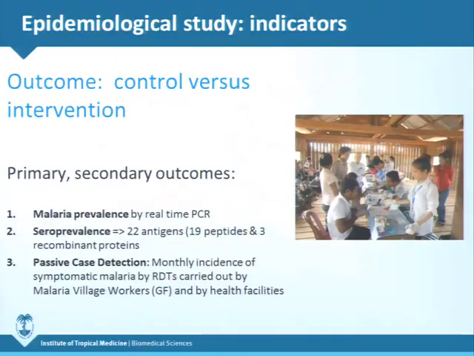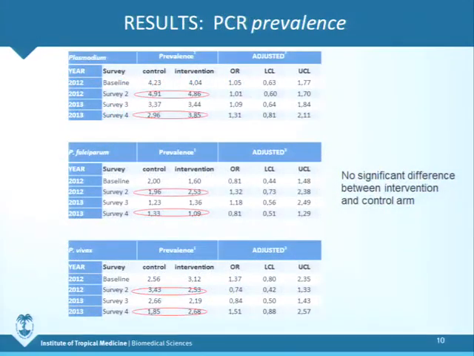So our indicators are the malaria prevalence detected by PCR with a mobile lab that was done by the Pasteur Institute under the lead of Didier Ménard, the seroprevalence where we detected 22 antigens, and the passive case detection by the different malaria village workers. So the results, you can see here the results of the PCR prevalence for Plasmodium, for Falciparum, and for Vivax, and you can see that there is no difference between the control and the intervention arms for the 3: Plasmodium, Falciparum, and Vivax.